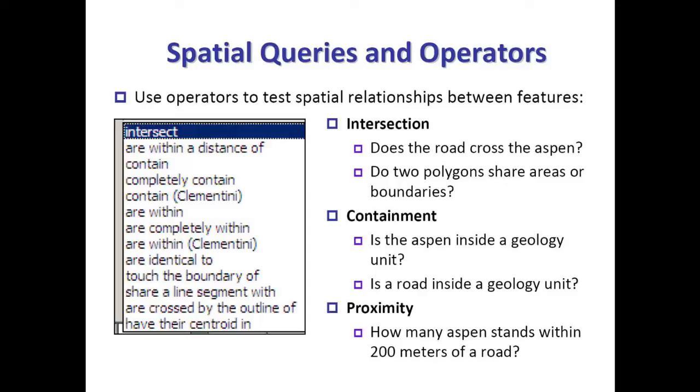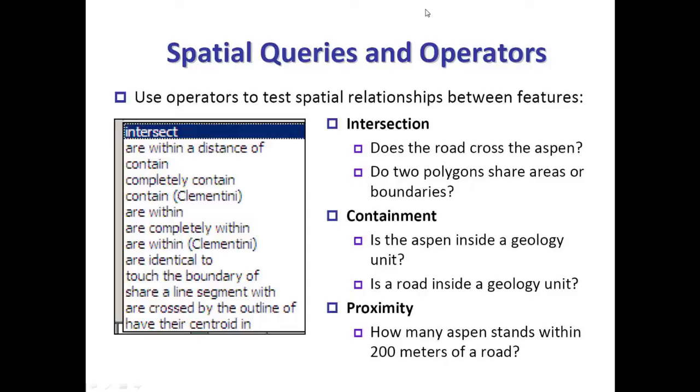Okay, so the other way that we query our data is through spatial queries. With spatial queries, there are sort of three major types of spatial operations that we use. Intersections, so how does one feature cross another feature? So are there roads crossing an aspen stand? Are two polygons sharing a border? Containment operators, so it's something within another thing. And proximity, so how close is something to another?